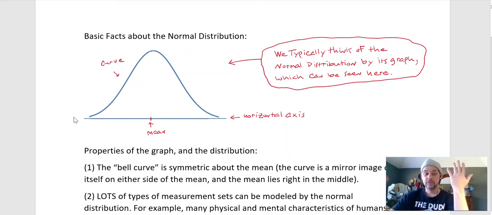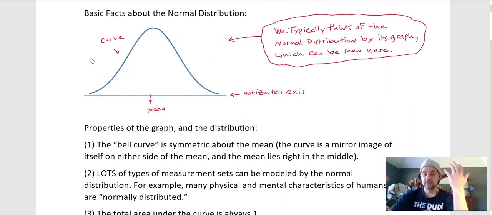So the normal distribution looks like this. There's a horizontal axis. The mean is right in the middle where the peak, the highest point is, okay? And you don't have to think of the normal distribution as a graph, but that's typically how we do it, because it's easy to think visually. So now here are the properties of this graph.